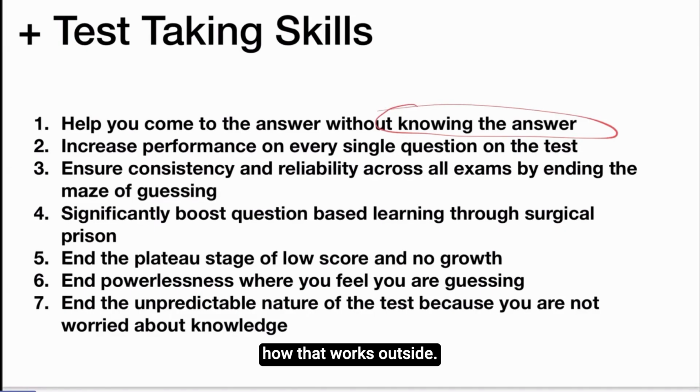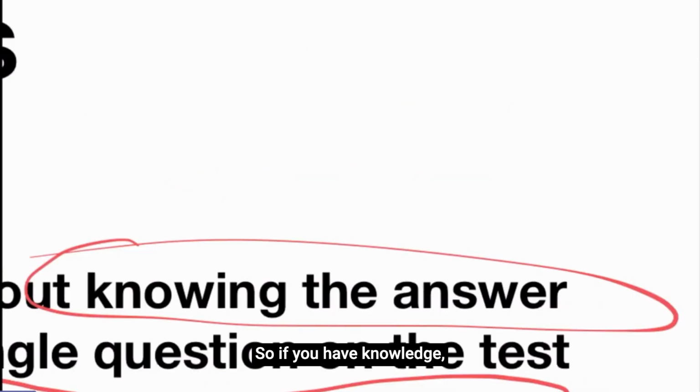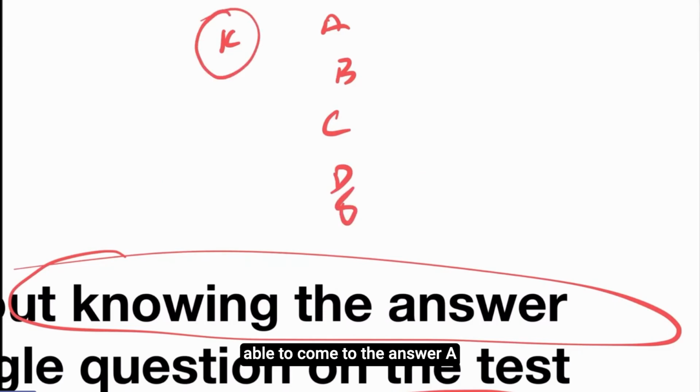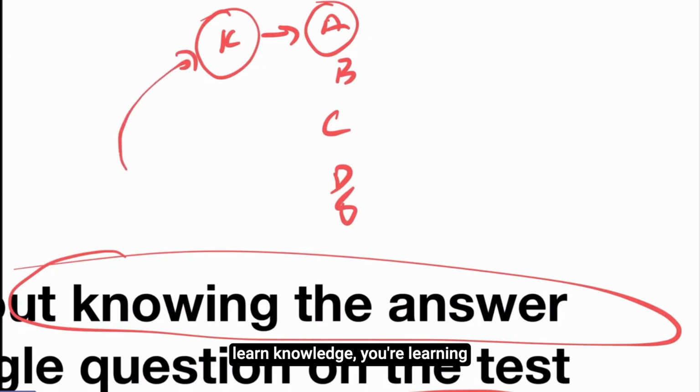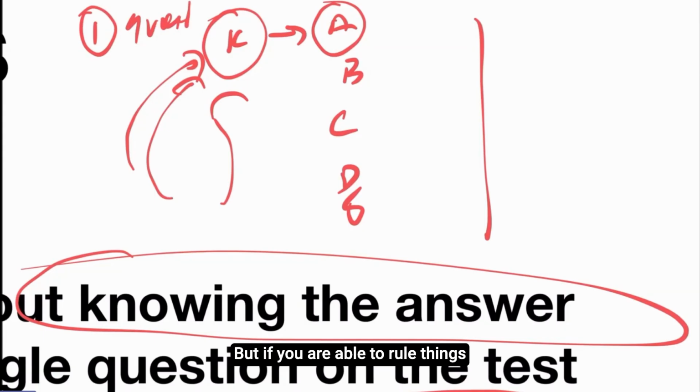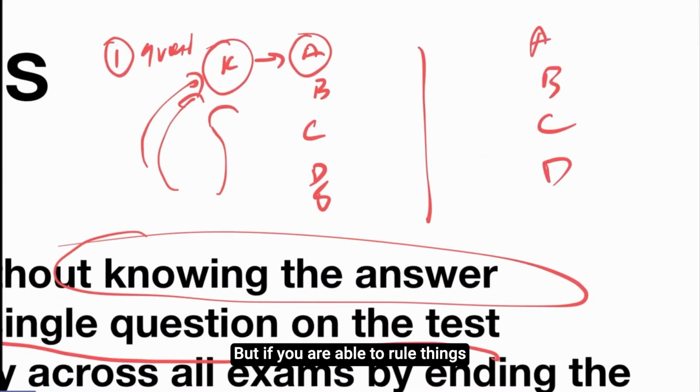Probabilistically, let's see how that works out. They increase performance on every single question on the test. So if you have knowledge, let's say A, B, C, D, we'll go back to the same point. If you have knowledge, you'll be able to come to the answer A. Let's say you learn a lot, that will give you an upper hand on one question. But if you are able to rule things out, let's say C is the answer here, you no longer have to go crazy after knowledge always.